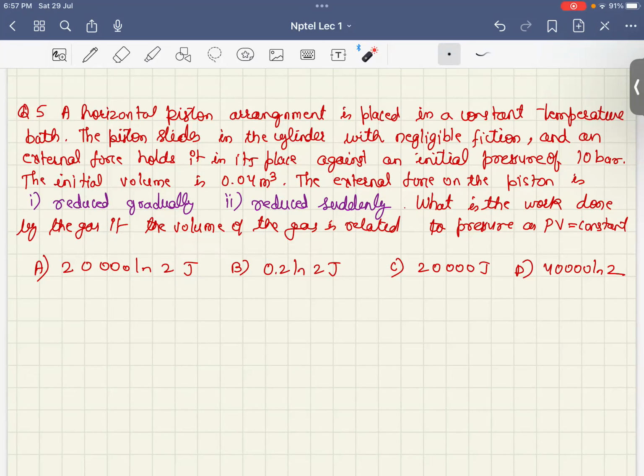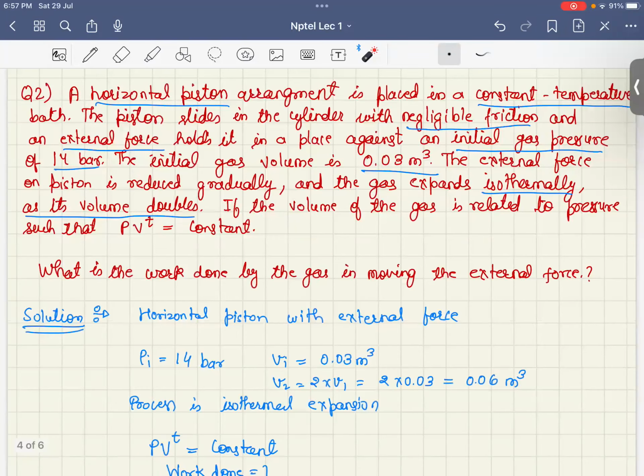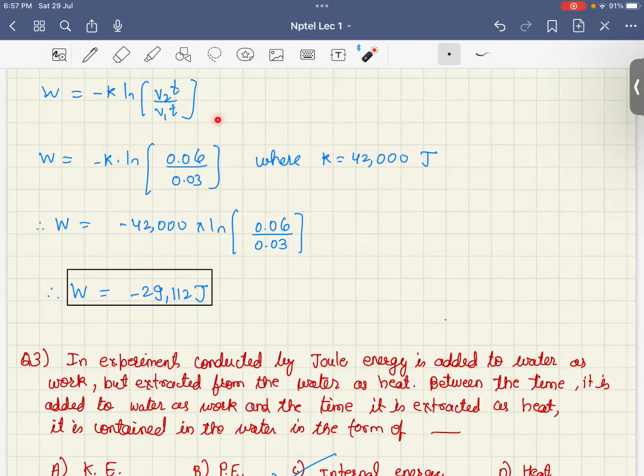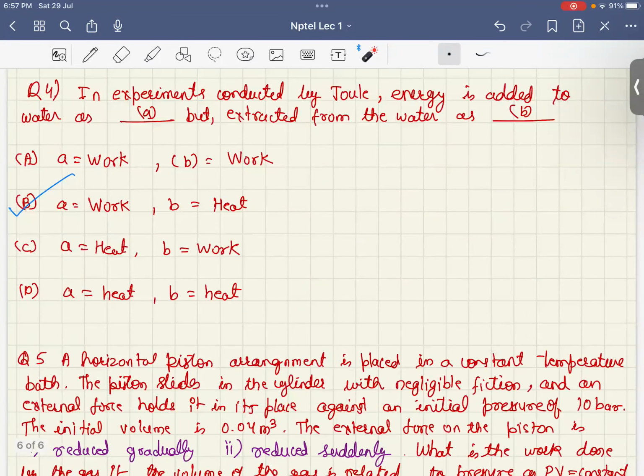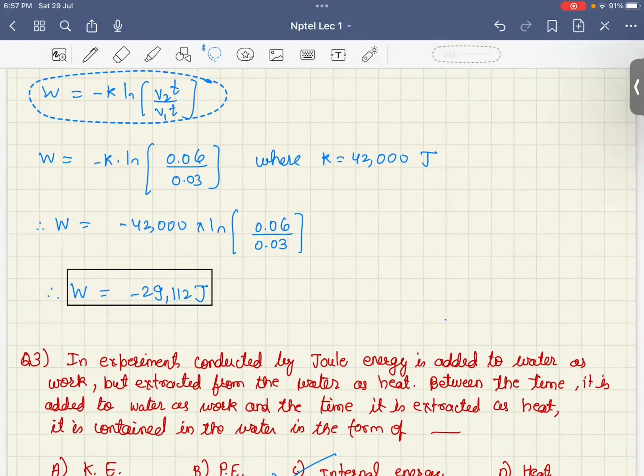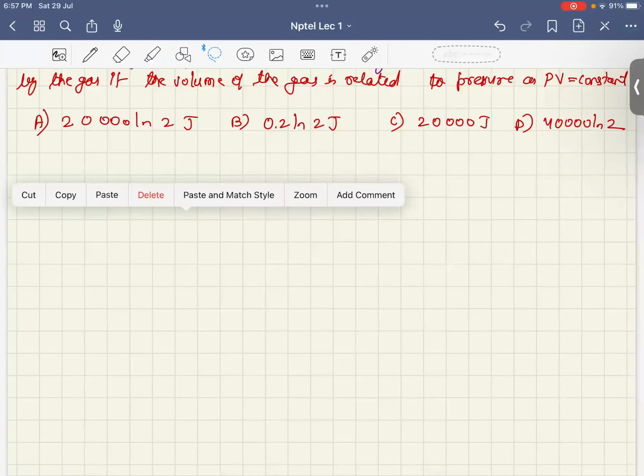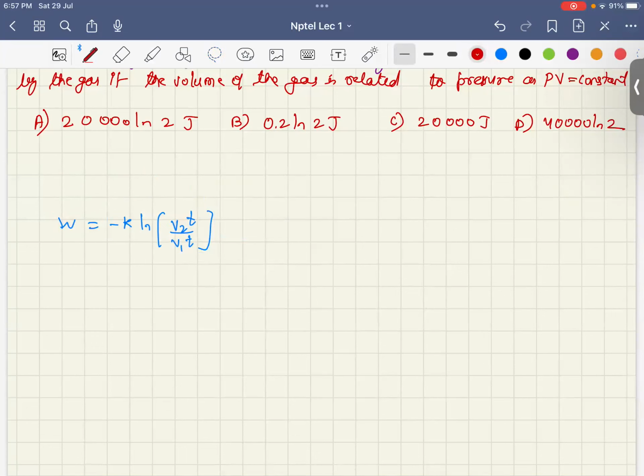For the reversible case, let us try solving. For this first case, we will use the same expression which we have calculated here, which is minus K ln V2 by V1, right? Let us write this down. This is the expression for case 1, reversible.